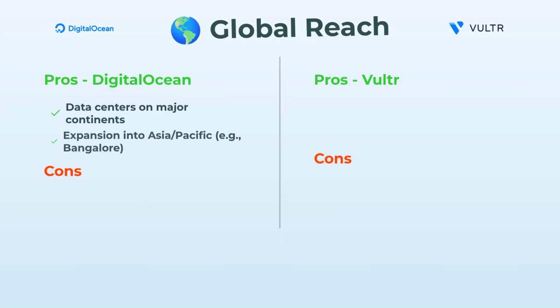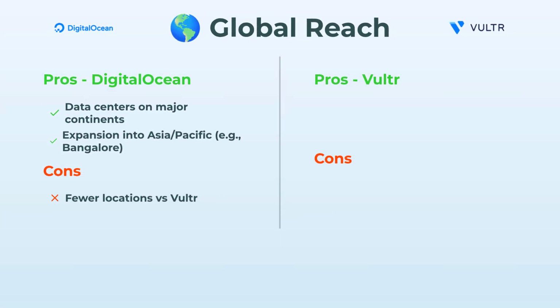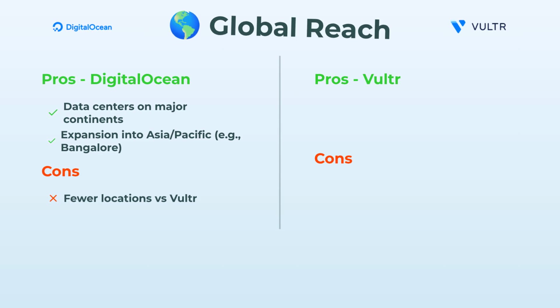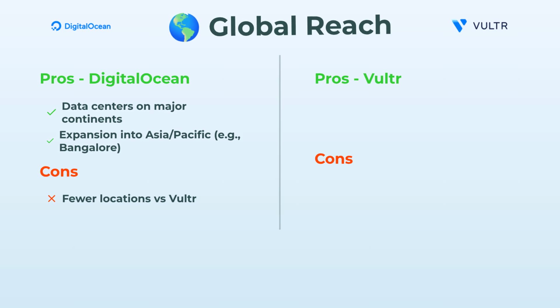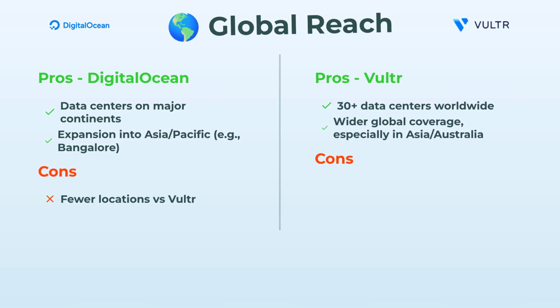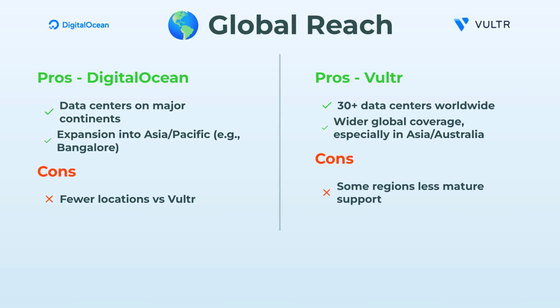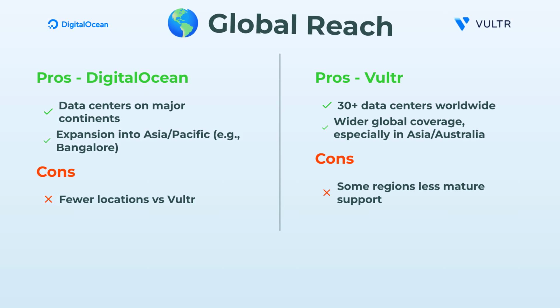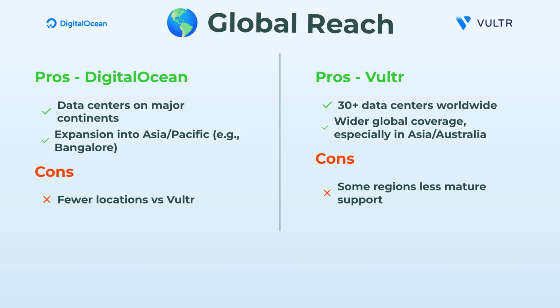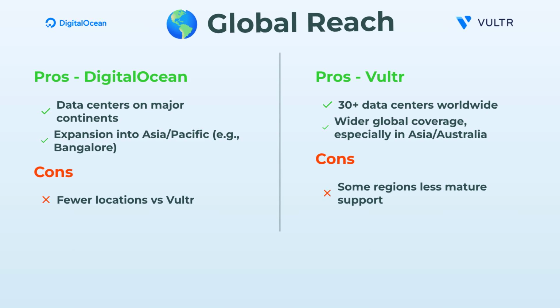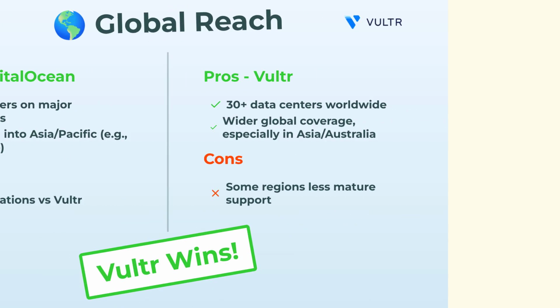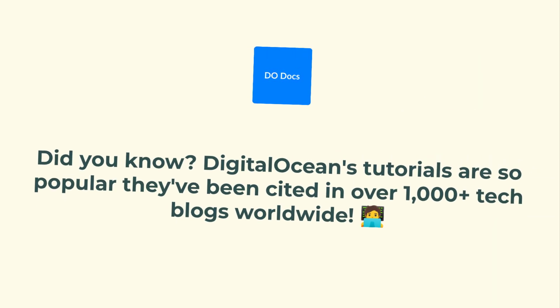Next, global reach. DigitalOcean has a nice spread. You get data centers in all the major places, plus they've been making moves in Asia Pacific lately, which is really cool, especially if your users are scattered. But Vultr goes even wider with over 30 data centers basically everywhere, from Asia to Australia to places you probably didn't realize needed servers. Honestly, it's kind of impressive. The only tiny hesitation? Some regions are still building up that support level, but the coverage is there. Winner here, Vultr again.